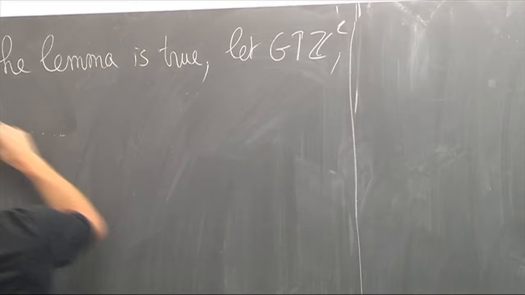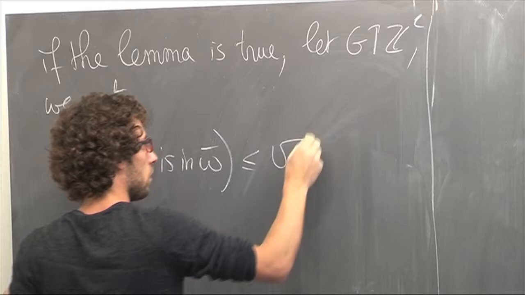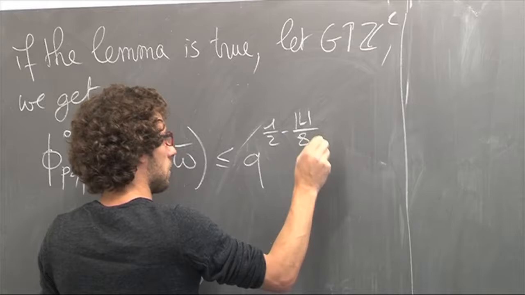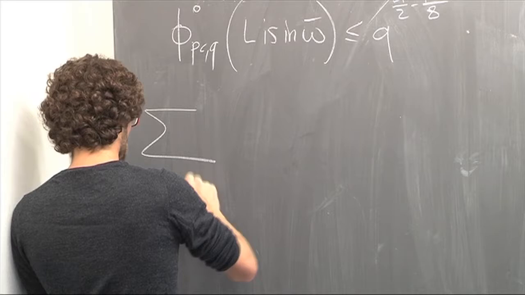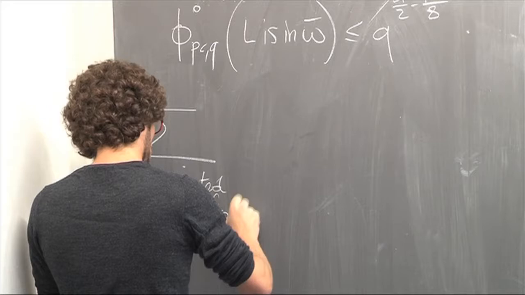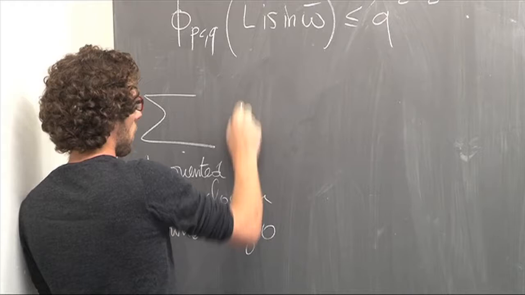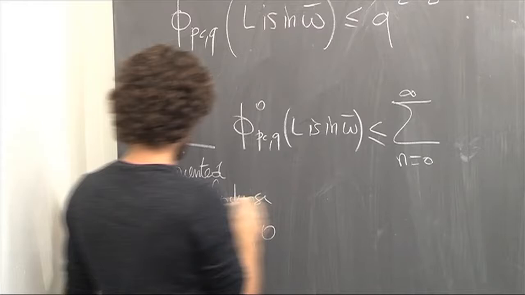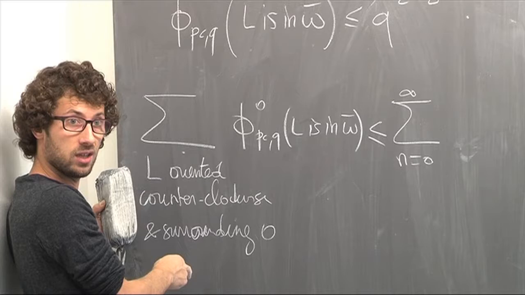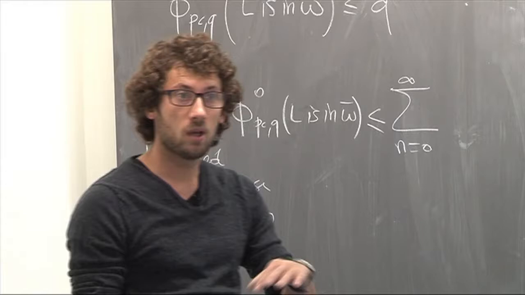that the probability at PCQ of 0 of L is in omega bar is smaller than square root Q, or Q, to the 1 half minus the length of the loop divided by 4. Now, if I sum over every L oriented counterclockwise and surrounding 0, if I sum over all these guys this probability, well, this is smaller than the sum over n of the probability that there is a loop of length n surrounding the origin and oriented counterclockwise. These loops, well, a loop of length n surrounding the origin has to pass through a vertex at distance at most n of the origin.